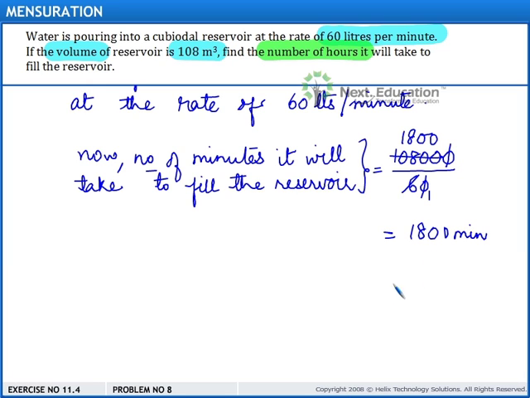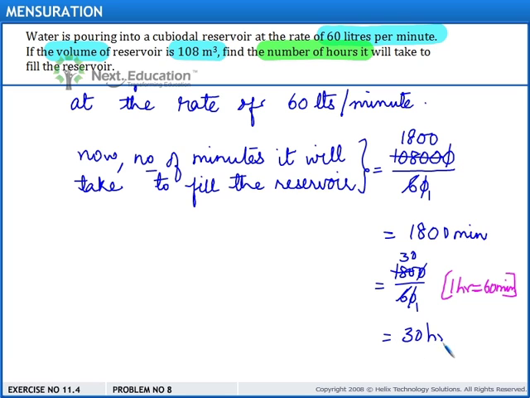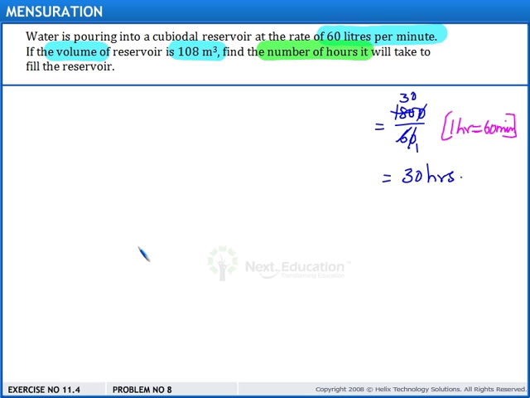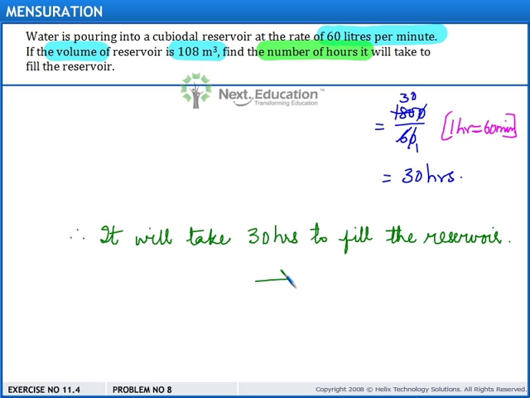Now let us convert this into hours, which is equal to 1800 upon 60, since we know that 1 hour is equal to 60 minutes. Now on cancellation here we get 30, which is equal to 30 hours. Therefore we finally write that it will take 30 hours to fill the reservoir. So this is the end of the solution.